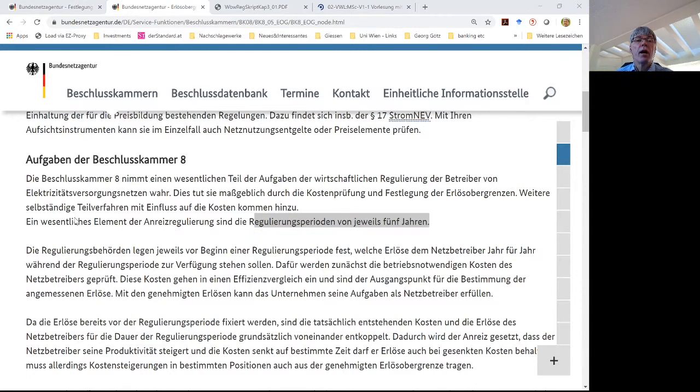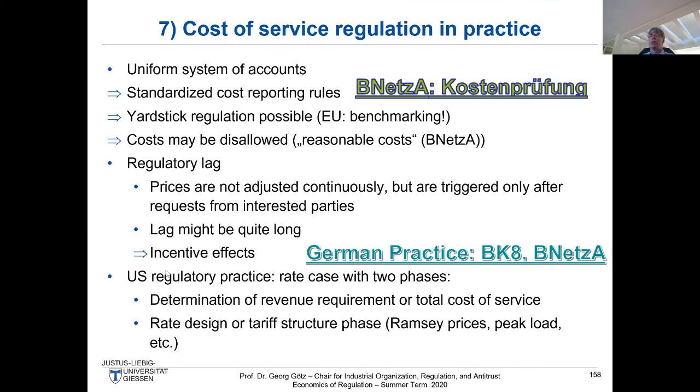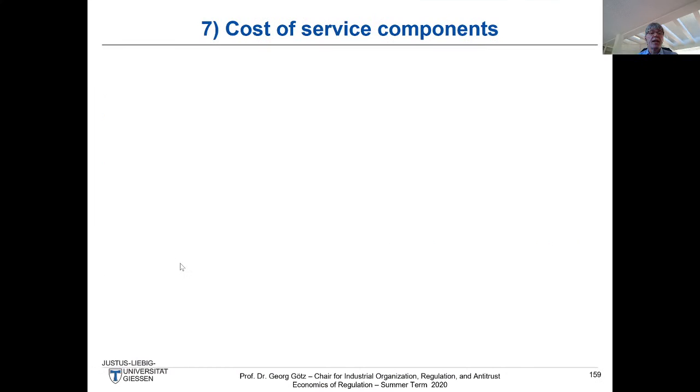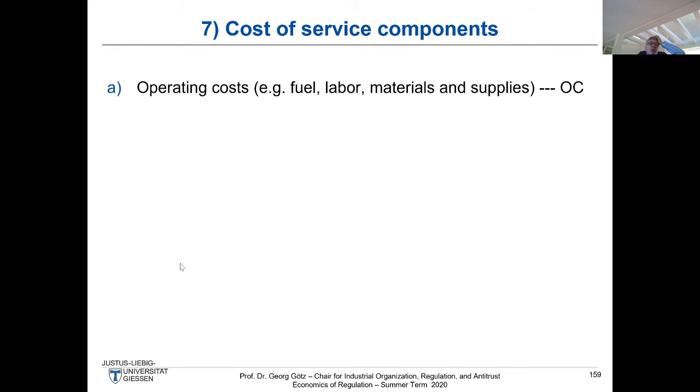Getting back to my slides. What is cost of service? What are the components of this cost of service? First of all, important are the operating costs, also called OPEX. They cover fuel.